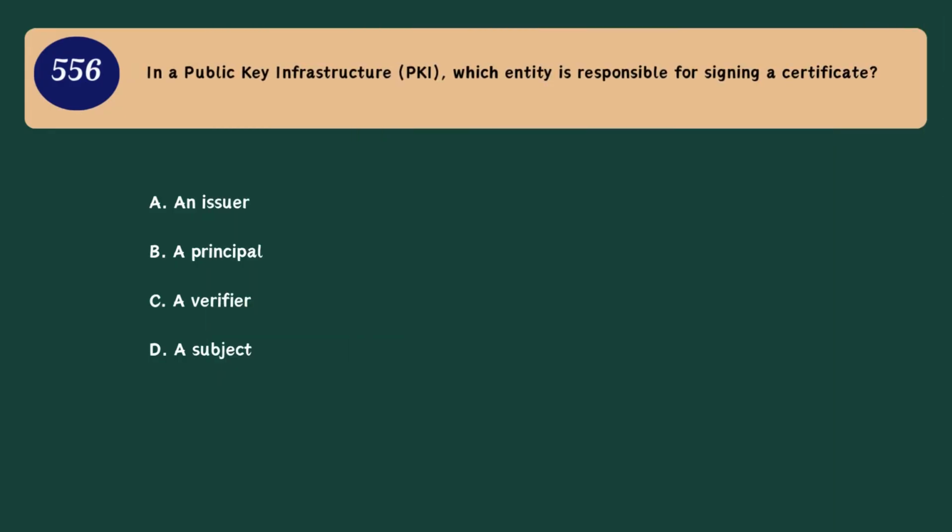Question 556. In a public key infrastructure, which entity is responsible for signing a certificate? A. An issuer. B. A principal. C. A verifier. D. A subject.